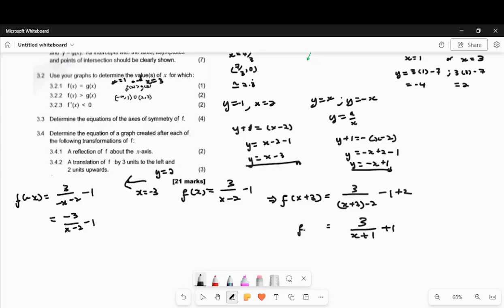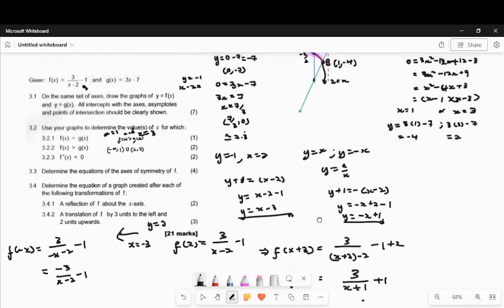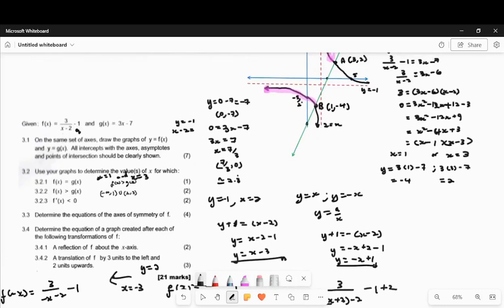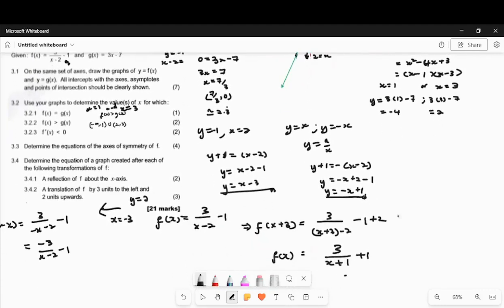If you were to graph this function, this is the function after these two transformations. Clearly you should see that your function has moved 1 unit up and then 2 units to the left. And we can see that by using our asymptotes.